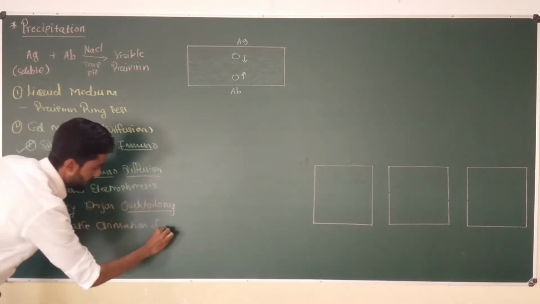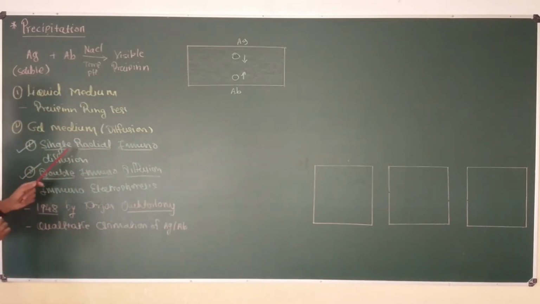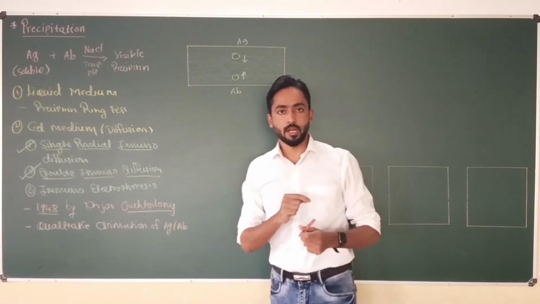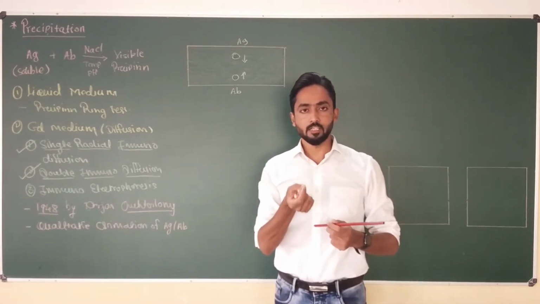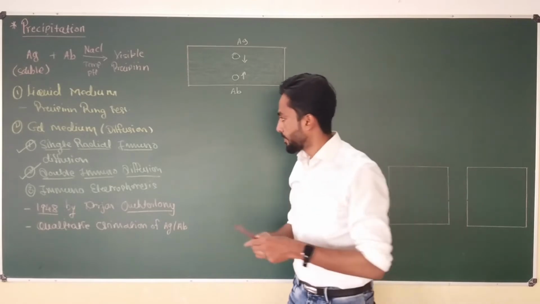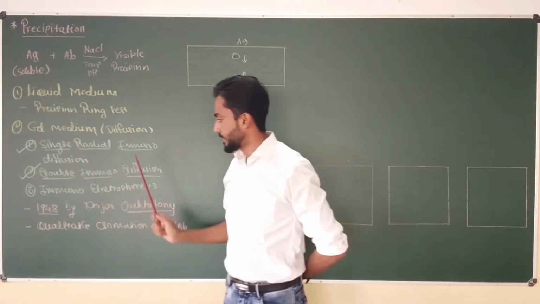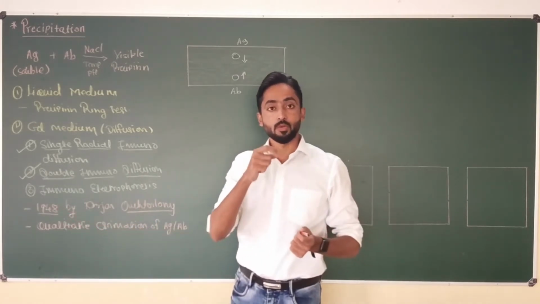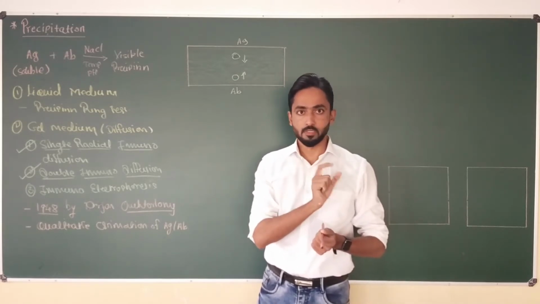The technique is mainly used for qualitative estimation of antigen or antibody. Remember that single radial immunodiffusion is mainly used for quantitative estimation of antigen or antibody. That means you can find out the concentration of antigen or antibody in a sample by using single radial immunodiffusion. But double immunodiffusion is mainly a qualitative test. In this type of test, you can only detect the presence or absence of antigen or antibody in the sample.